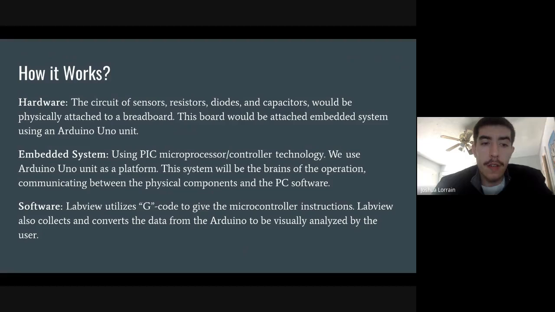And then it gets us to software. The LabVIEW utilizes G code, as I said before, to give the microcontroller instructions. LabVIEW also collects and converts the data from the Arduino to be visually analyzed by the user. So it'll be very user friendly.